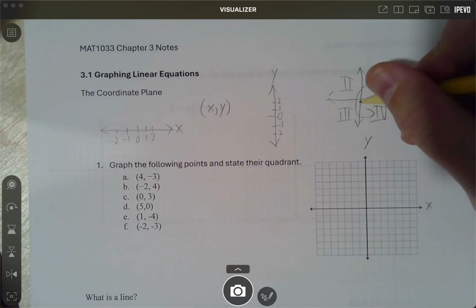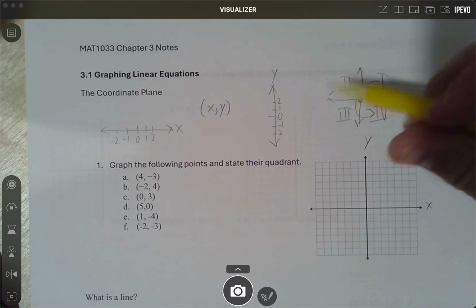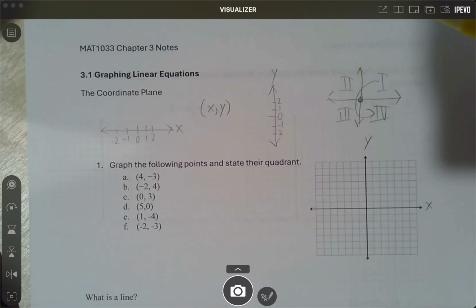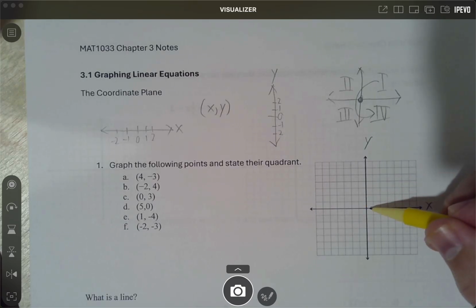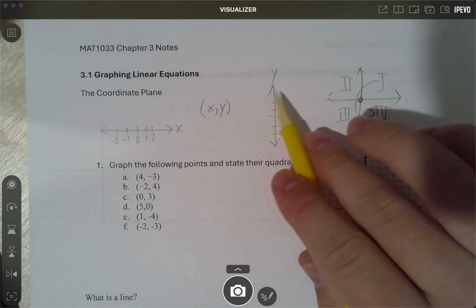Now the one last thing to say is, hopefully we remember this, that in the middle here would be the point 0, 0. We call that point the origin, because every time you graph a new point, you will be graphing it from the origin. So let's do that. We're at 0, 0. My first point says 4, -3. Remember, they go x, then y, horizontal, then vertical.